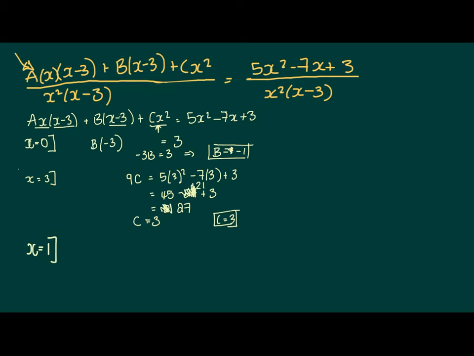So, in this case, if I've got x equals 1, I end up with A times 1 times 1 minus 3, which is minus 2. I still have b though, because I haven't actually gotten a value that will get rid of it. So I've ended up with a minus 2 lots of b there as well, and a c, and that equals 5 minus 7 add 3. But this is okay because I know what b and c are, so I can just replace those in.